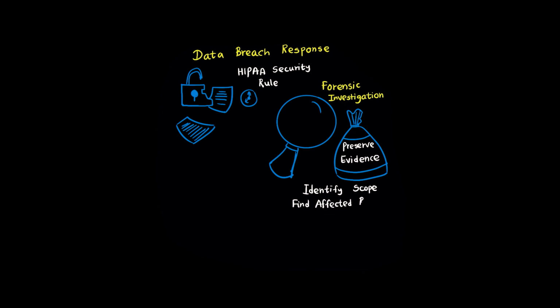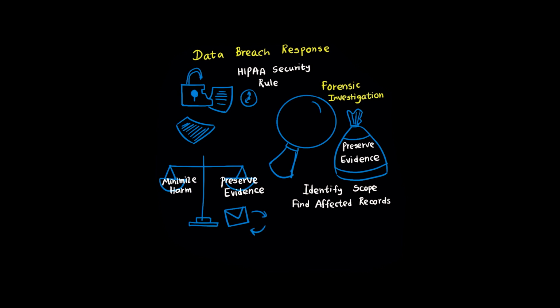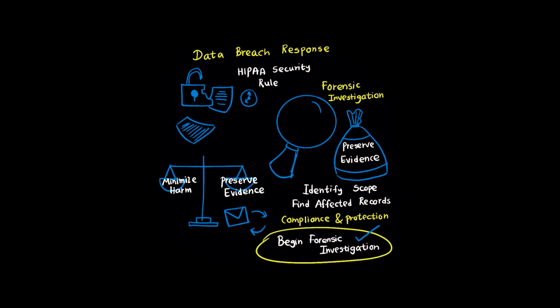Think of it as healthcare CSI. We preserve evidence while identifying the breach scope and affected records. This tells us who to notify and how to stop ongoing harm. It's a delicate balance. We need to minimize damage while maintaining evidence for law enforcement and regulatory compliance. Proper investigation protects both patients and the organisation.